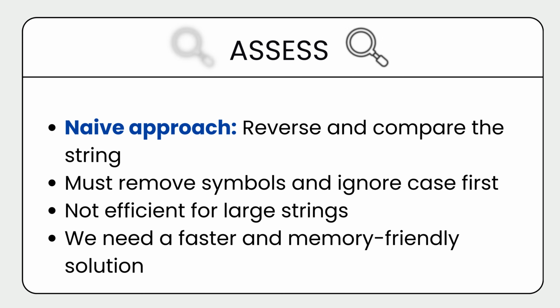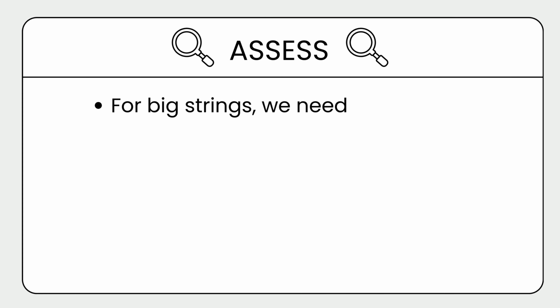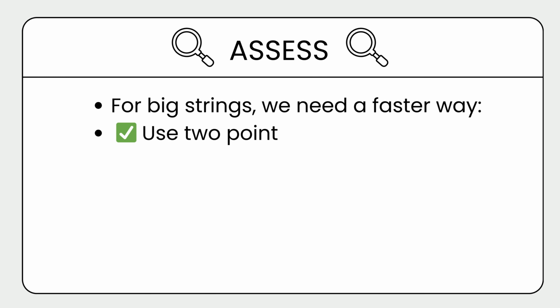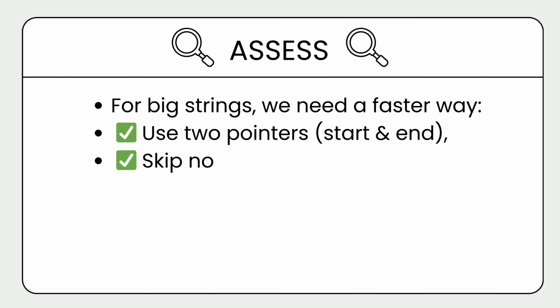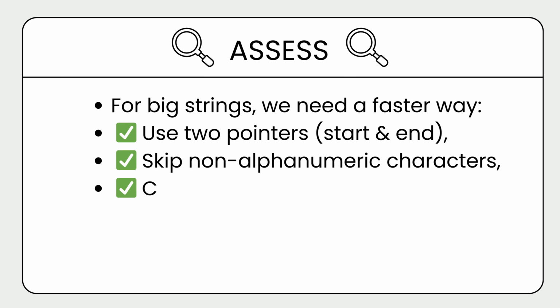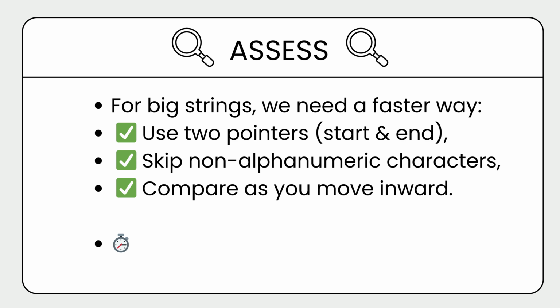Optimal pattern: use the two-pointer technique, one pointer from the start, one from the end, skip all non-alphanumeric characters, and compare as you go. Time complexity is O(n), space is O(1) if we process in place.